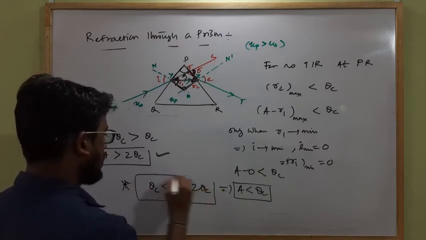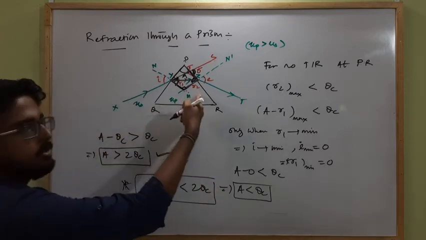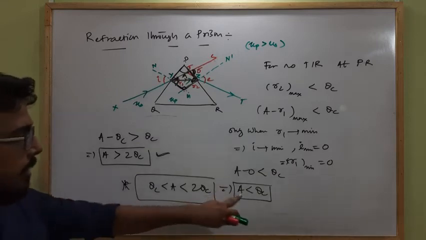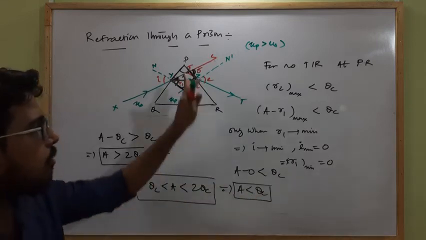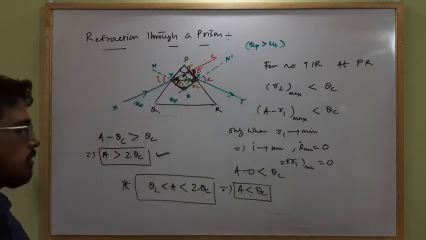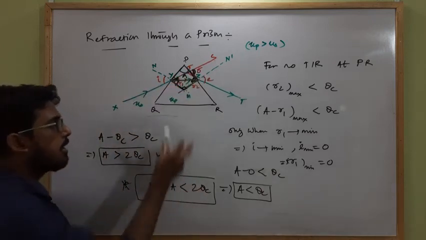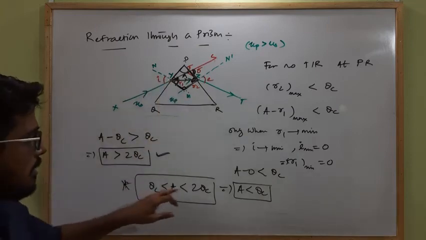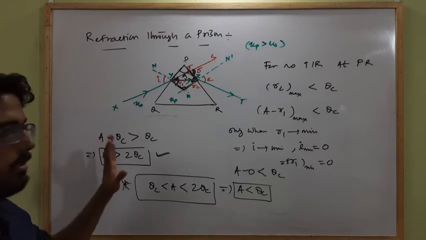So this is the condition for light may get total internal reflection or may emerge out. Clear? If A is less than theta C, it will always remain outside. If A is greater than 2 theta C, it will always remain inside. So this is the ideal condition for which general prisms are made: A greater than theta C and less than 2 theta C. Clear? Okay.